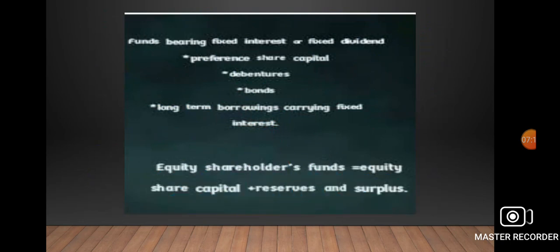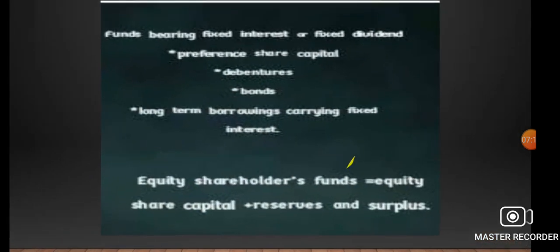First, funds bearing fixed interest or fixed dividend means preference share capital plus debentures plus bonds, that is long term borrowings carrying fixed interest. Then equity shareholders funds: what is the formula of equity shareholders funds? Equity shareholders funds means equity share capital plus reserves and surplus.